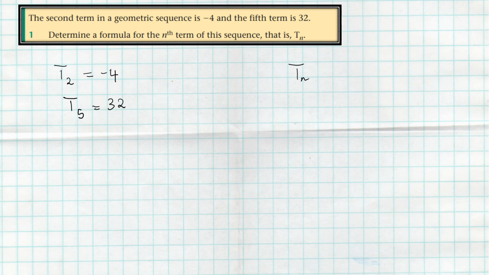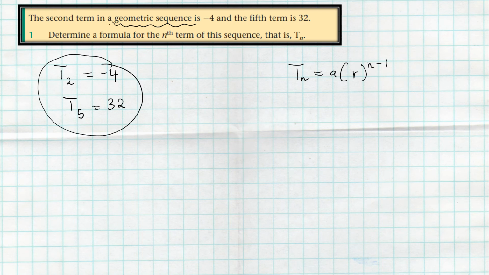So we know Tn, we are given that this is a geometric sequence. So Tn is A into R exponent n minus 1, right? So from this given information, you can see that we really need to express these terms in terms of A and R so that we can solve for our unknowns, our A and R, so that we can go back and replace them in the equation to get that nth term.